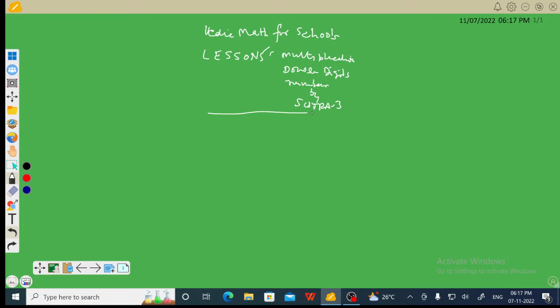Let us recapitulate that Lesson 1 and Lesson 2 have been about addition and multiplication by the rule of Ganita Sutra 1, एकाधिकेन पूर्वेन, one more than before.